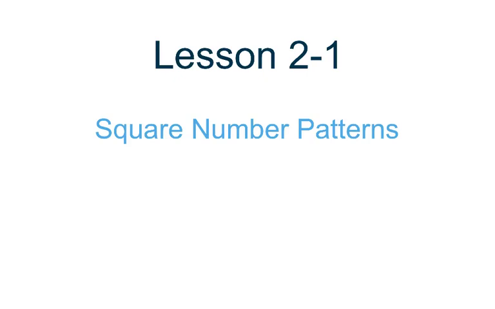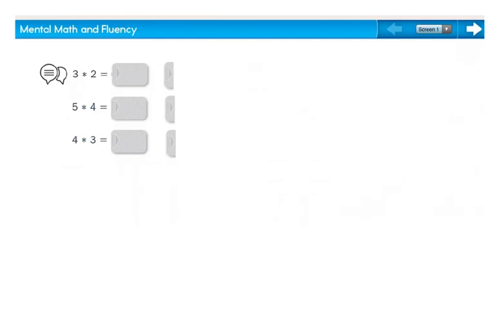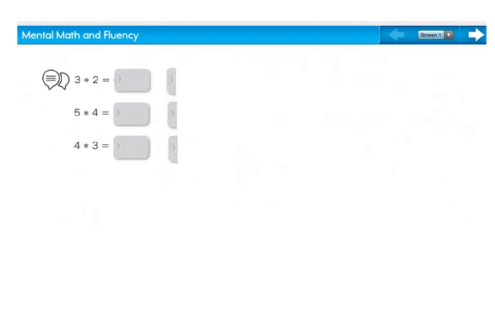In Lesson 2.1, we will be working on square number patterns. You will need your whiteboard marker and eraser as we do a warm-up. We will be working with multiplication quite a bit in Unit 2. So what I'd like for you to do is on your whiteboard, just number 1, number 2, and number 3.